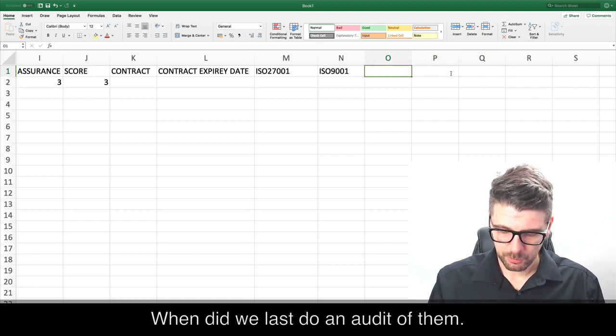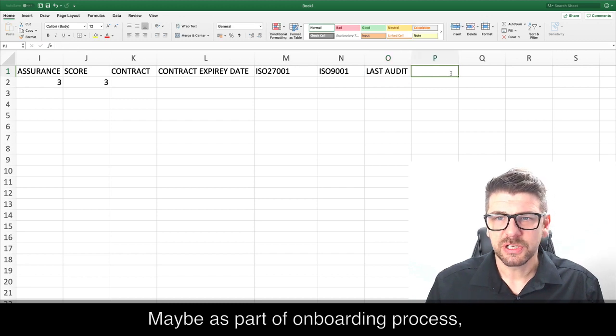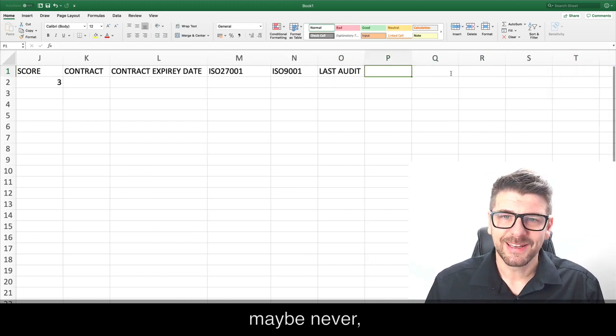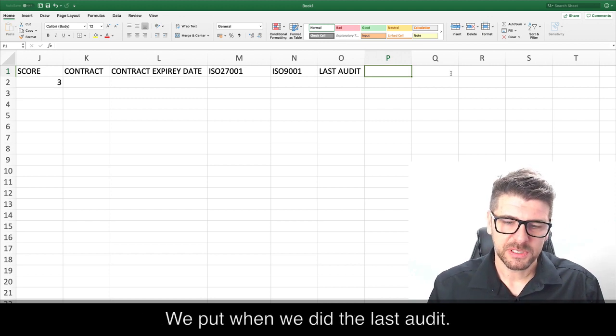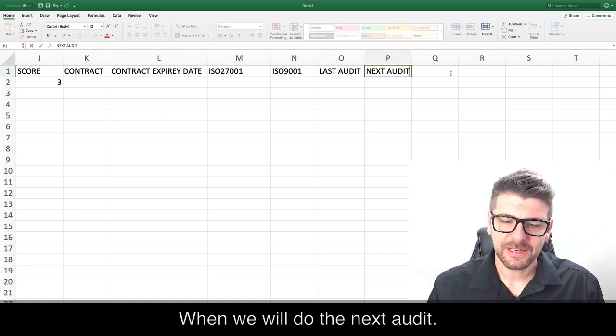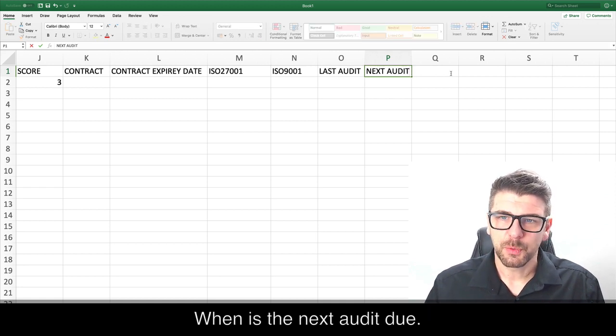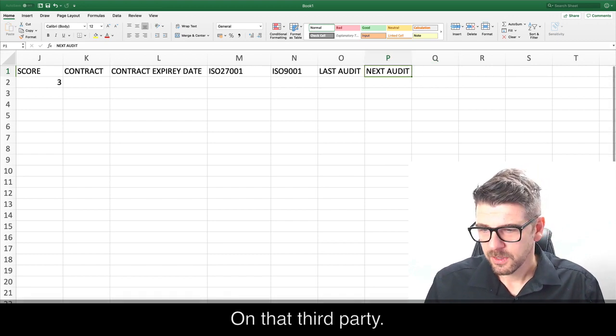Then we're going to want to know when did we last do an audit of them. So it may well be as part of your onboarding process you did an audit. It may be that you've never done an audit. You may have done one recently as part of a robust structure and management of third parties. So we're going to put when did we do the last audit. Then we're going to put in there when are we going to do our next audit. So when is the next audit due on that third party.